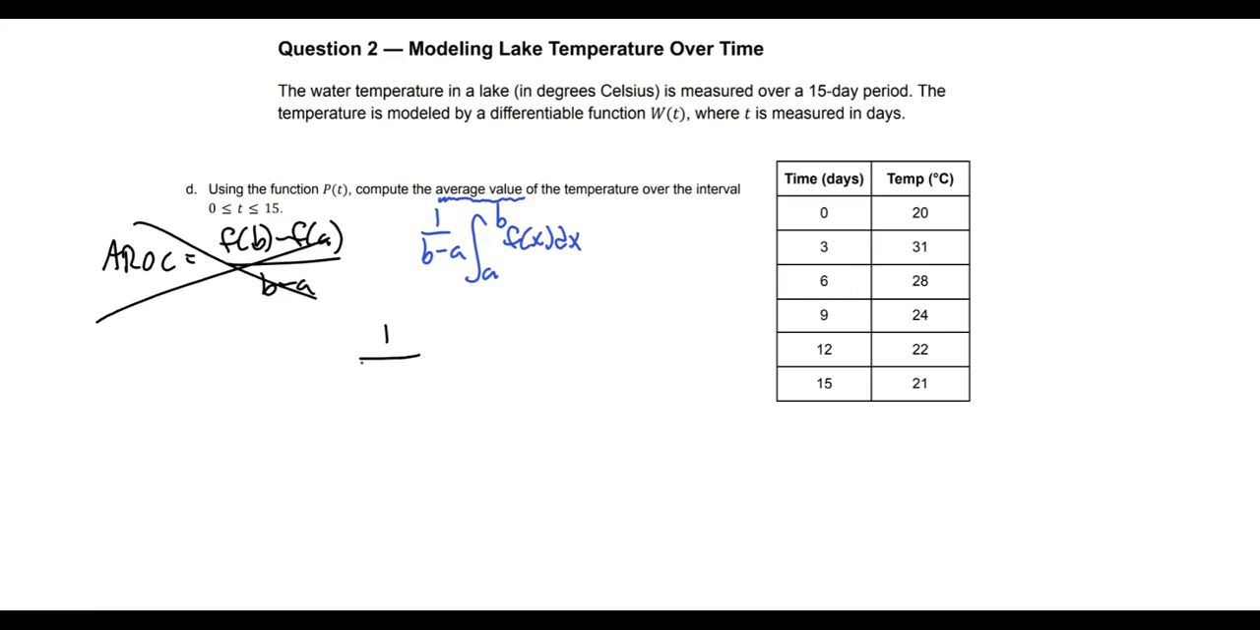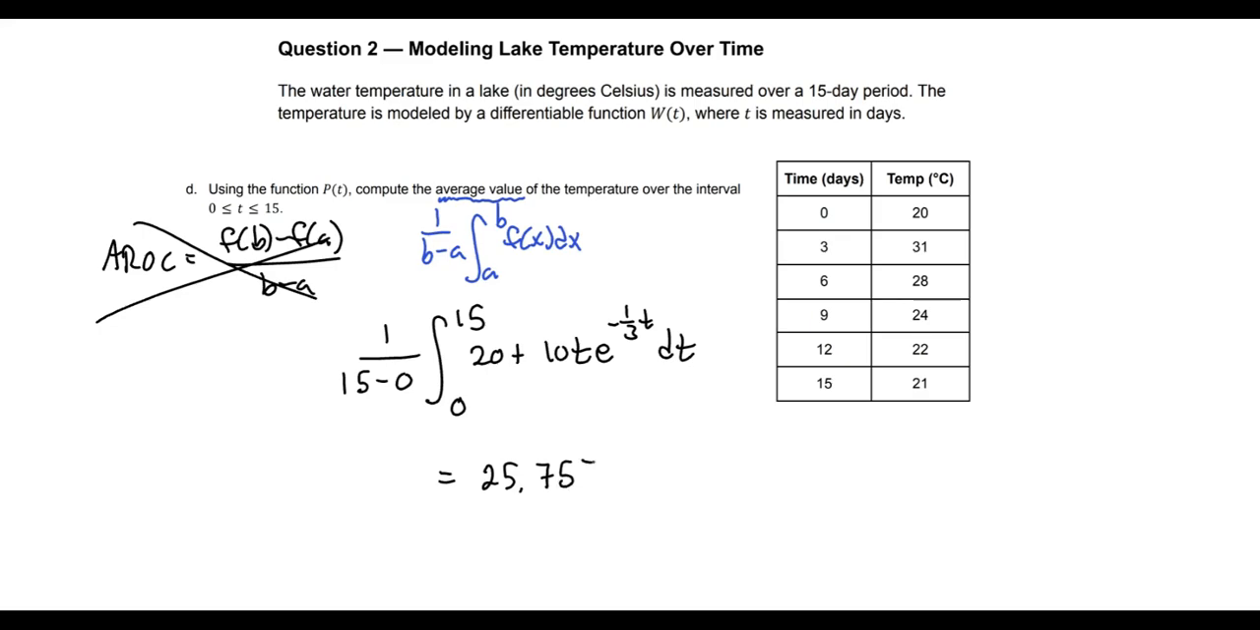So we're going to do 1 over 15 minus 0, because that's the time interval, from 0 to 15. And then, of course, we're going to need the previous function, which was 20 plus 10t e to the negative 1/3 t, like this. This is what you're going to plug into your calculator, and when you do that, you're going to get 25.757. This is the average value, so this is the average temperature over that time period, 25.757 degrees Celsius.